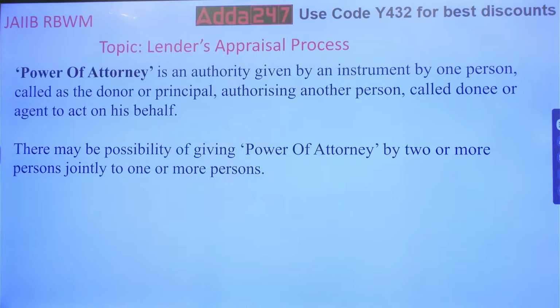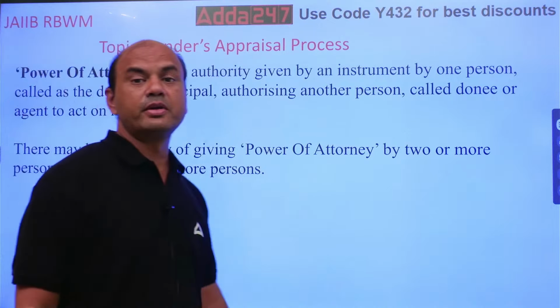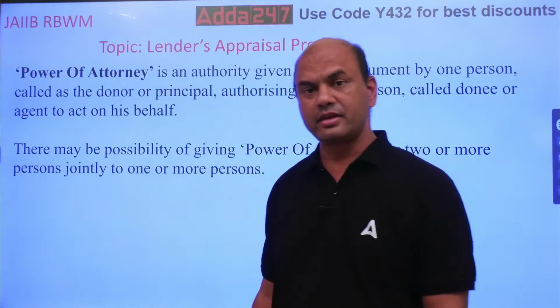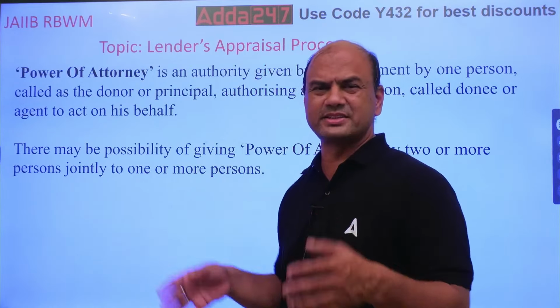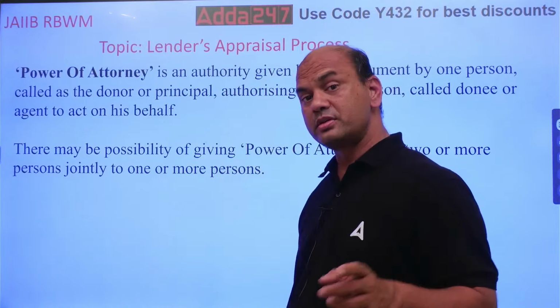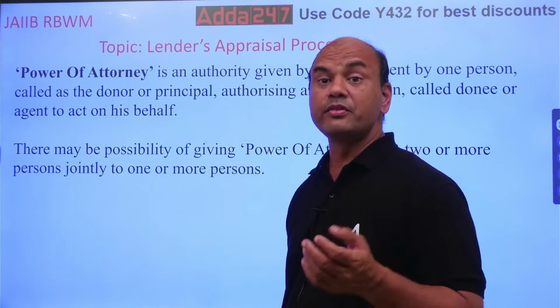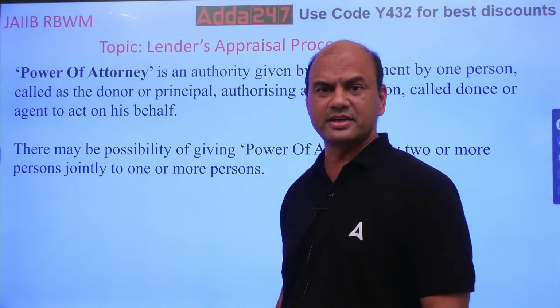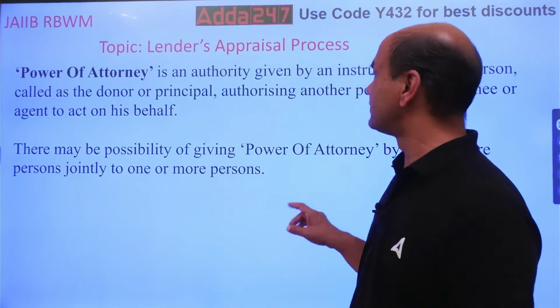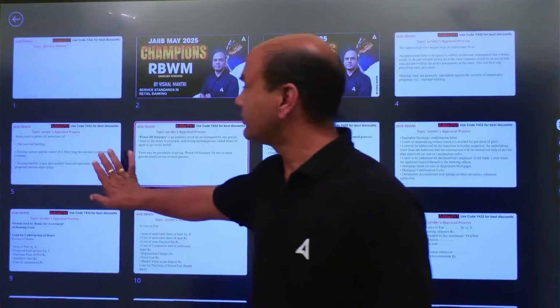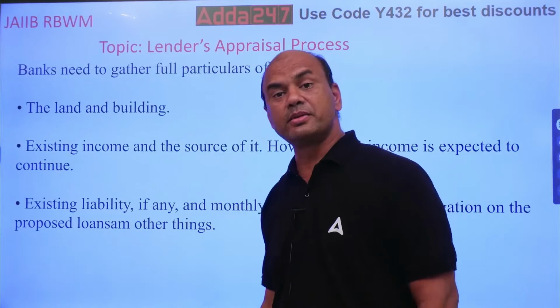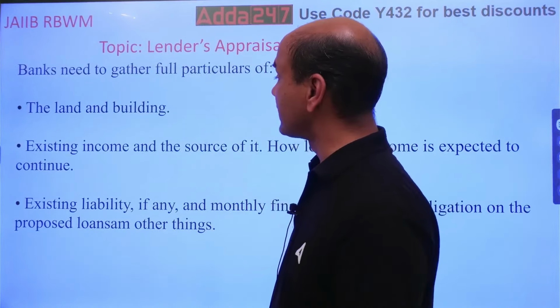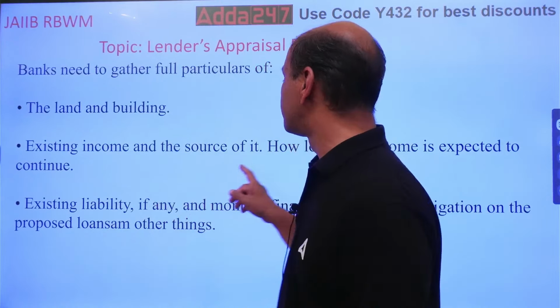It can happen, no? After all, the home loan is given between the developer, the bank and the customer, isn't it? The developer is the one who develops the house, that flat system. So are they both trying to fool you, bluff you, fake you, anything? So we have to gather the information of land and building, what this land is, what this property is. Existing income and the source of it.